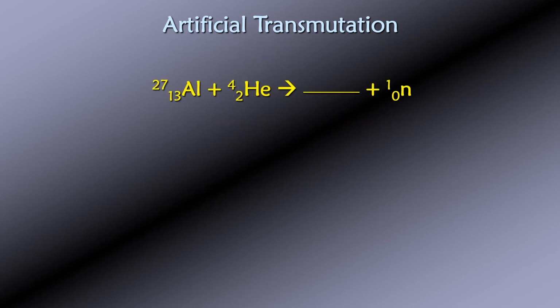so now let's say I have rearranged the same equation and I just tell you that we have aluminum-27, which is absorbing an alpha particle, and then it's emitting a neutron. But what is aluminum converting into during this process?